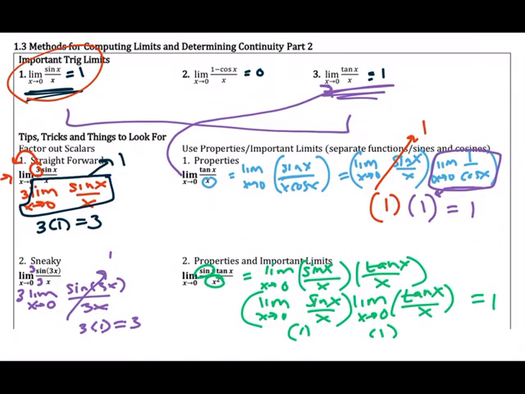So let's recap what we covered in this lesson. The first thing we talked about are the three most important trig limits to remember. We talked about the limit as x approaches 0 of sine of x over x is 1, as is the limit as x approaches 0 of tangent of x over x. We also talked about the limit as x approaches 0 of 1 minus cosine of x over x. That must be 0. We talked about how to use those three special important trig limits to manipulate other trig in order to be able to use those properties and find the limit when we get indeterminate form.